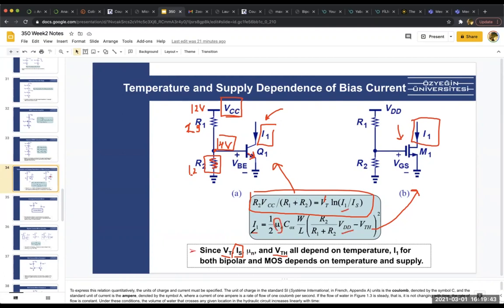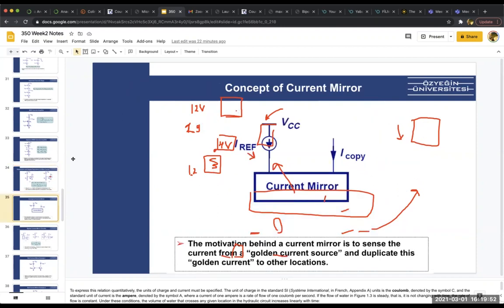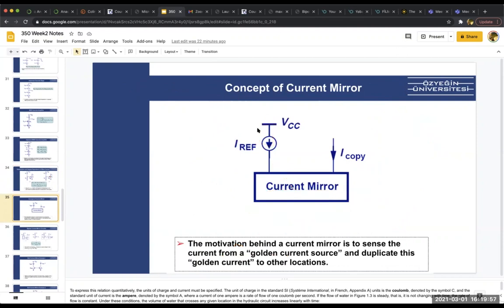If VDD changes, I1 will change. If VT changes, I1 will change. We need a golden source. So assume that we have that golden source right now. I'm not discussing how to design that source yet, but we have that golden source that provides an IREF, which doesn't change with anything else.